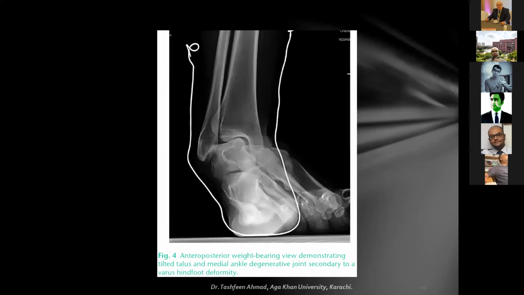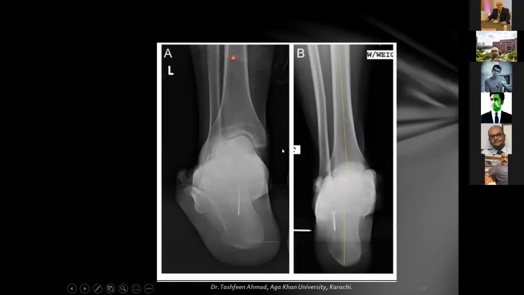This X-ray, which is the AP weight-bearing X-ray, also called the hindfoot alignment view, shows what is happening. The medial displacement of the calcaneus is resulting in tilting of the talus within the mortise and causing arthritis over the medial aspect of the ankle joint. So this is what we want to prevent.